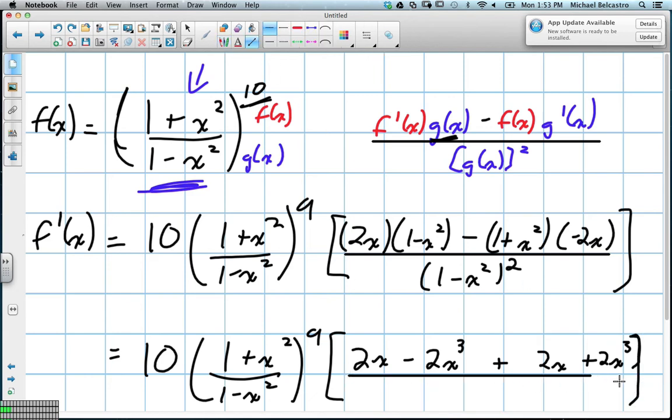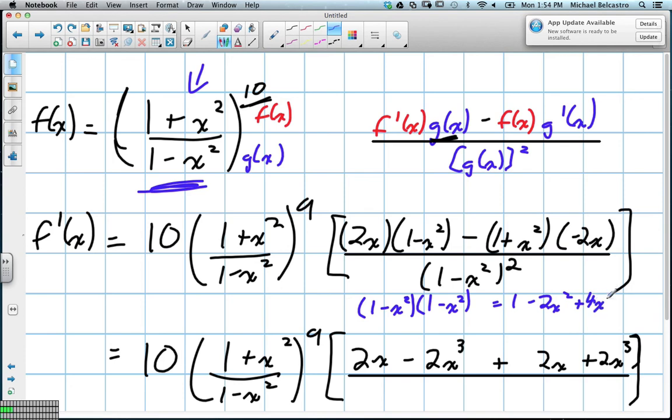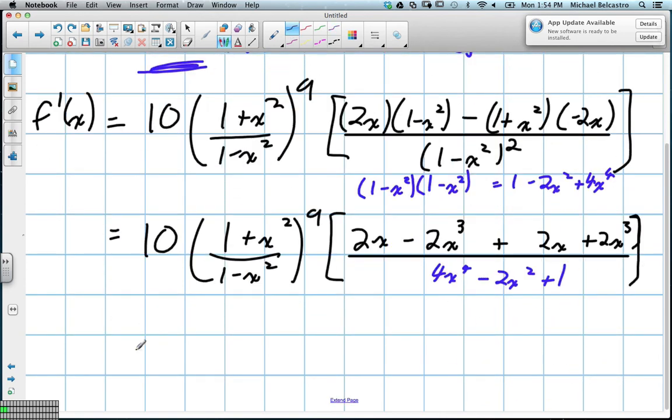On the bottom here, if we expand this, anyone know what we're going to end up getting? 1 minus x squared times 1 minus x squared. If we were to expand that, okay, we're going to get 1 minus 2x squared plus x to the power of 4. So if I rewrite that, it becomes x to the 4 minus 2x squared plus 1 on the bottom. We'll simplify the top, and that's as far as I want to go.